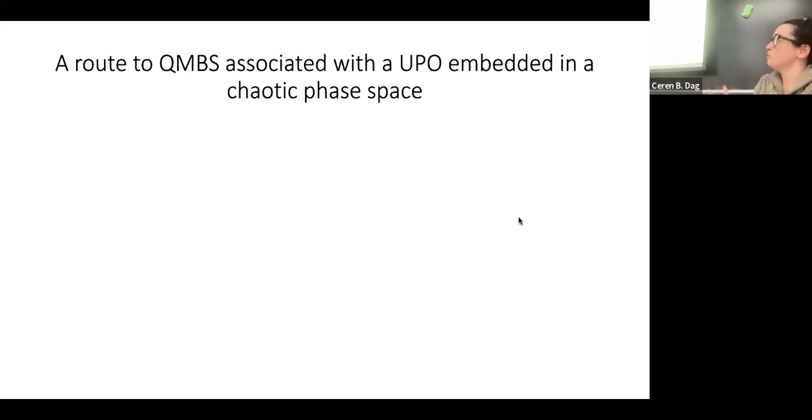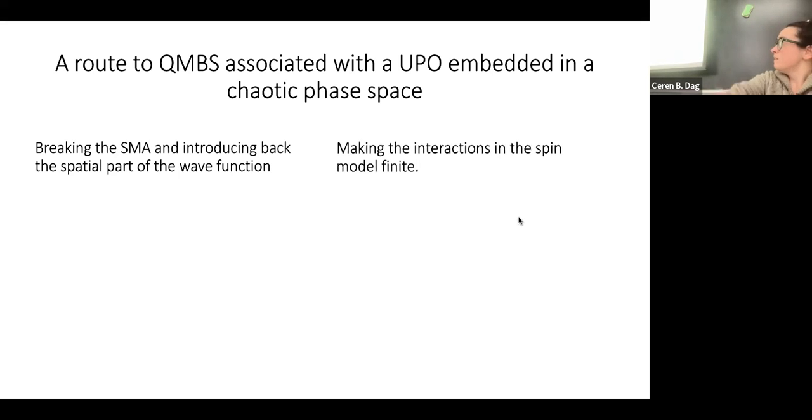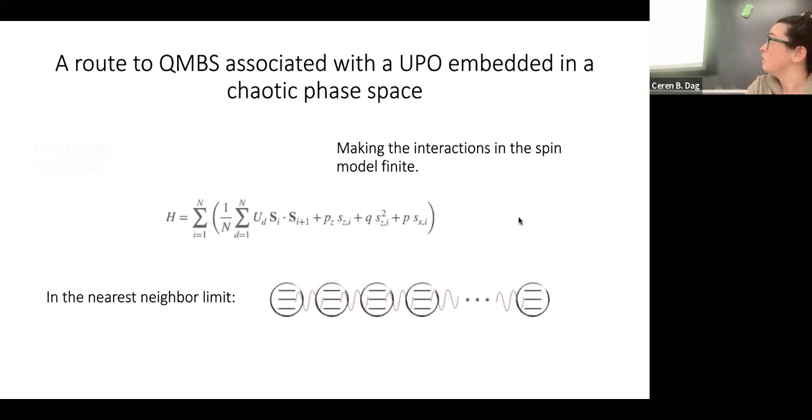So we wanted to find a route to QMBS associated with a UPO embedded in a chaotic phase space, so really the generalization of quantum scars. There might be different routes of doing this. For example, one could break the single mode approximation and introduce back the spatial part of the wave function. That will require ab initio calculations with Gross-Pitaevskii equations. The other way of doing this is to take the all-to-all interactions and introduce a range to the interactions in the spin model. The first one is not really my cup of tea, and the second one is what I'm used to doing. That's why we follow that.